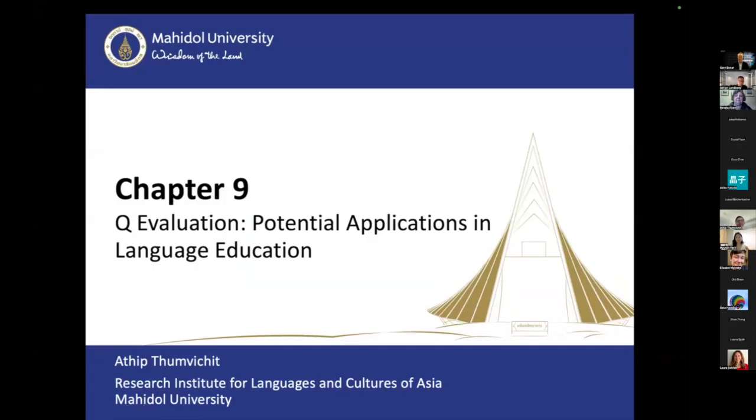My name is Atip Thamvijit. I'm from Mahidol University, Thailand. Nice to meet all of you. My chapter is about using Q methodology for program evaluation purposes. This chapter is not research. It's a bit different from previous chapters. It's more like a conceptual work where I explicitly introduce the use of Q for language program evaluation purposes.